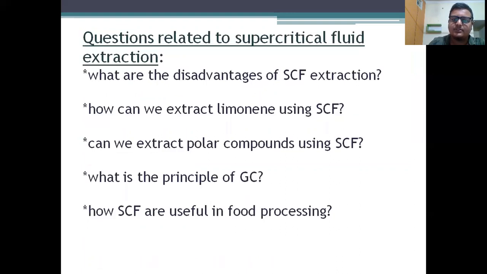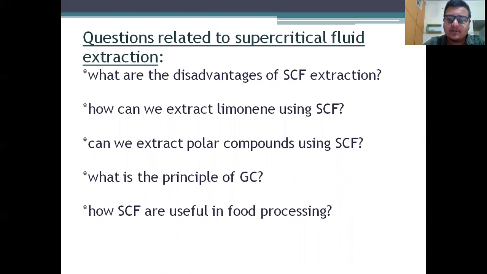So let us now discuss some questions related to supercritical fluid extraction. What are all the disadvantages of supercritical fluid extraction? We have discussed earlier all the advantages of supercritical fluid extraction. So, as you all know, every method has its pros and cons.